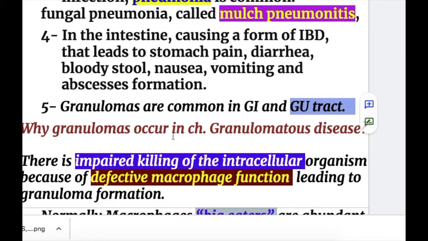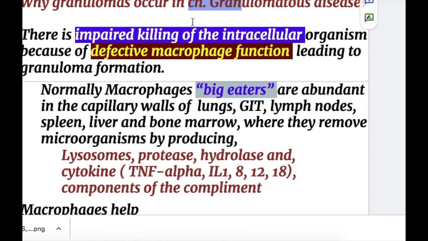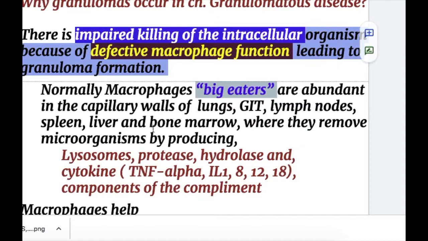So why do granulomas occur in chronic granulomatous disease? In chronic granulomatous disease, there is impaired killing of the intracellular organisms because of defective macrophage function, leading to granuloma formation. So what's the normal function of macrophage?